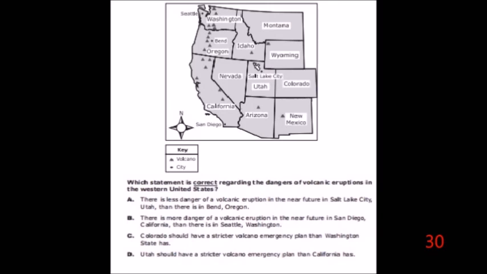B. There is more danger of a volcanic eruption in the near future in San Diego, California than there is in Seattle, Washington. C. Colorado should have a stricter volcano emergency plan than Washington State has. Or D. Utah should have a stricter volcano emergency plan than California has.